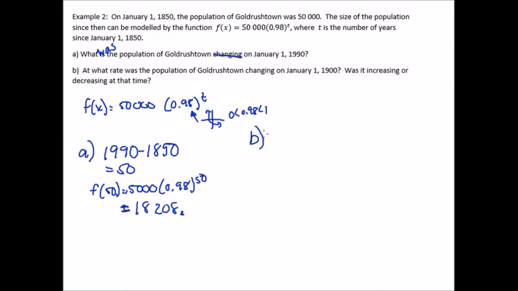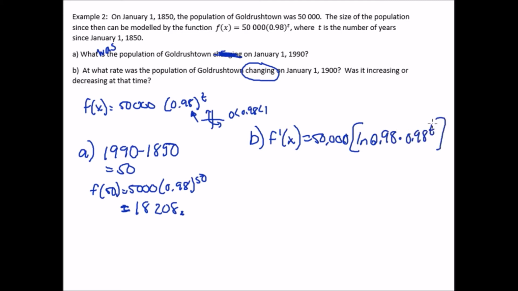Now B, at what rate was the population changing on that date? What we have to do is find f prime at x. When we see changing, we do the derivative. So we're going to pull out that 50,000. That's going to be the constant rule. And then we're just going to deal with 0.98 to the t. So we ln 0.98 times 0.98 to the t. And that's it, because the derivative of t is just 1, so we don't have to do the chain rule on that.